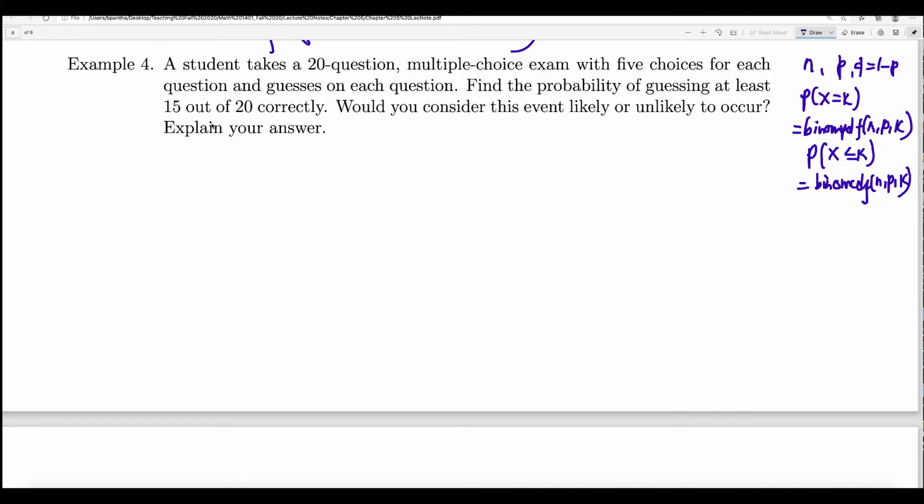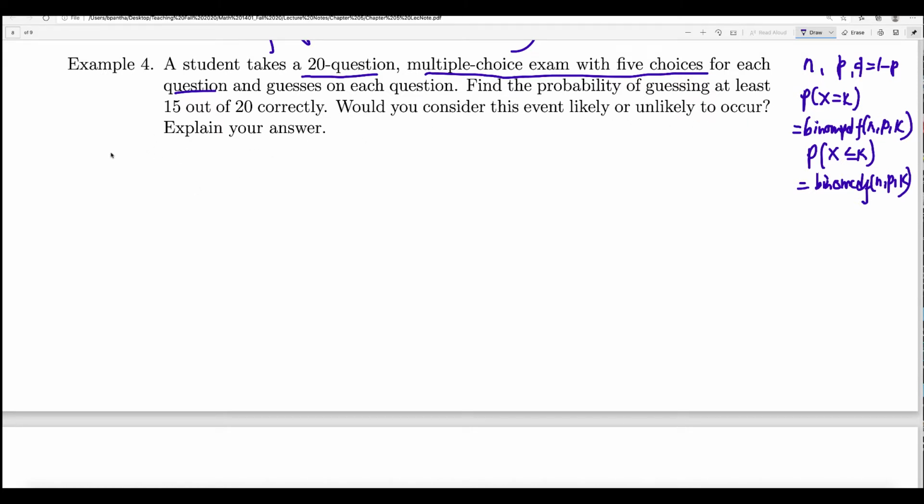Okay, so let us do another example. A student has to take 20 questions, multiple choice with 5 choices for each question, and guesses on each question. So there is a test that has 20 questions. All of them are multiple choice, and each has 5 options, and the student doesn't know anything and has to guess all the questions. Find the probability of guessing at least 15 out of 20 correctly. At least 15 means 15 or above. Would you consider this event likely or unlikely to occur? Explain your answer. That's what it says.